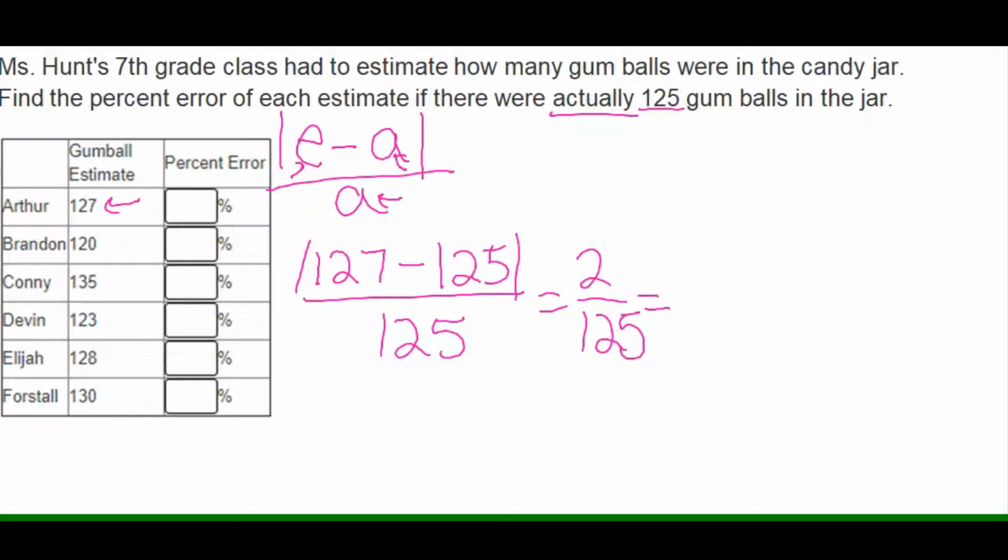And then when I get the decimal expansion of 2 over 125, this is what I get. And then I need to convert that to a percent by multiplying by 100% or moving the decimal point over twice to the right. So the percent error for the first one is 1 6/10%.